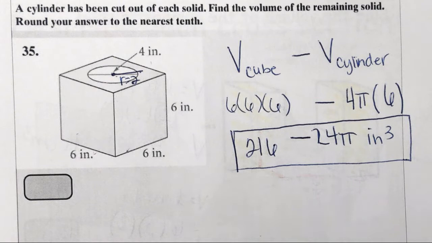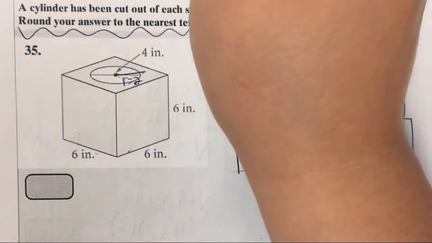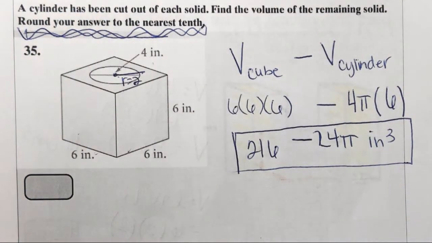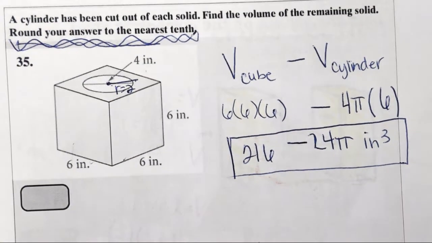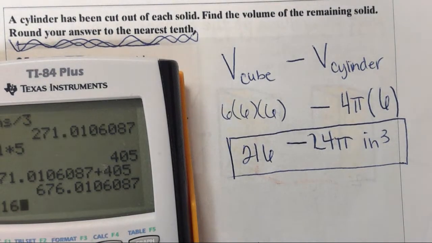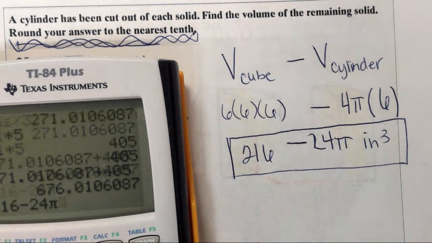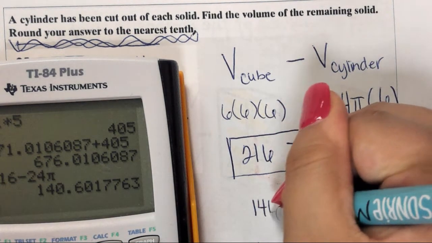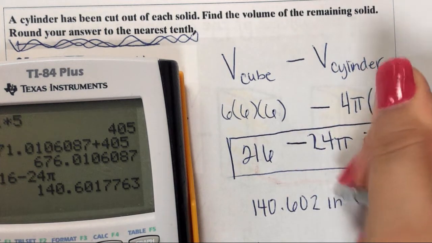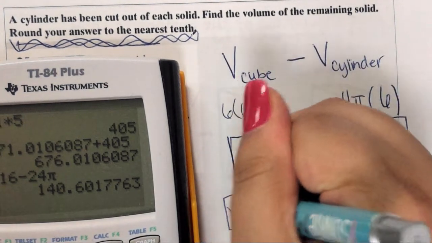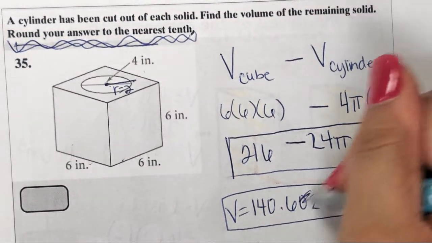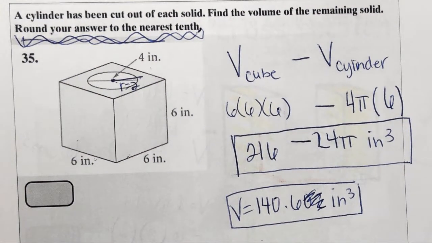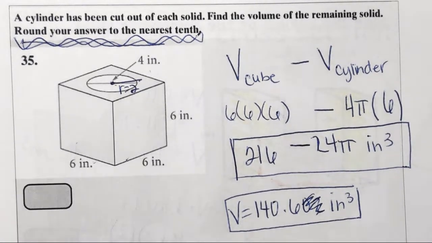However, y'all, what does your problem say up top? Find the remaining solid. If it says to round, what does your answer need to be? So I would do 216 minus 24 pi, and that gives me, nearest tenth, oh, thank you. It says nearest tenth, so then I can do that. Okay. Hey, guys, check. We did number 2. All right, last thing.